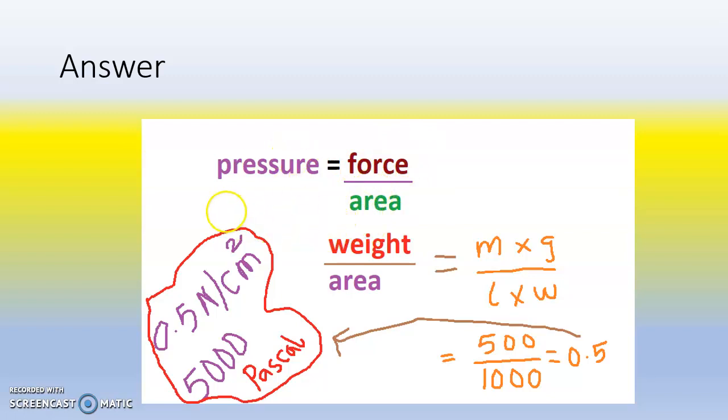So 0.5 is equal to 5000 Pascal. If you convert this Newton per centimeter square, you have to multiply by 10,000 and you will get Pascal. Okay, don't forget to multiply by 10,000. It is the conversion rate. Multiply by 10,000 and you get 5,000 Pascal, the pressure of this block, if it is 50 kilogram and the dimensions are 20 and 10.